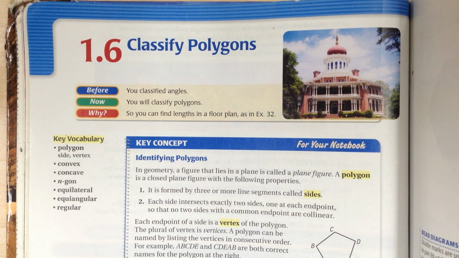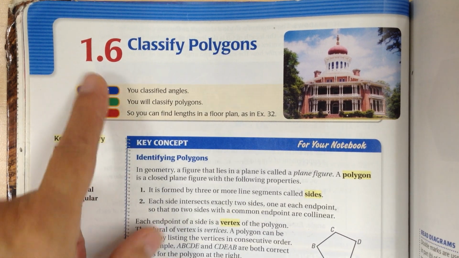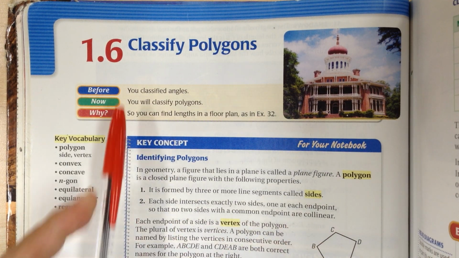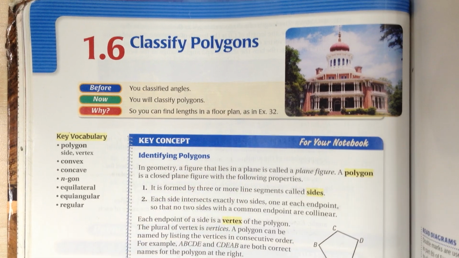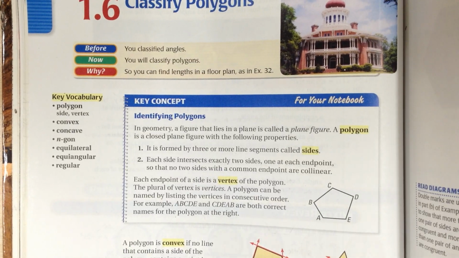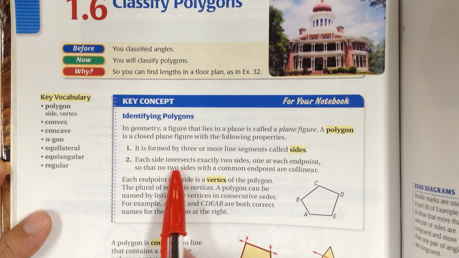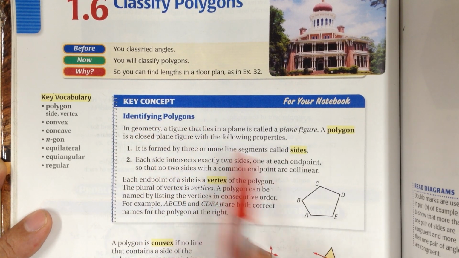Let's go to page 42. This is lesson 1.6, and the objective of this lesson is to classify polygons. Okay, so first, let's go over the key concept to identify polygons.